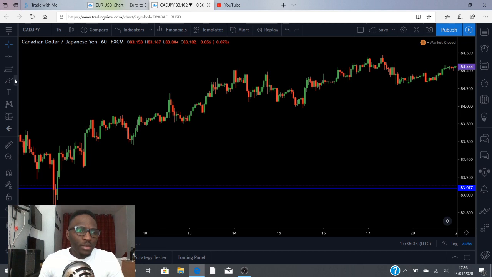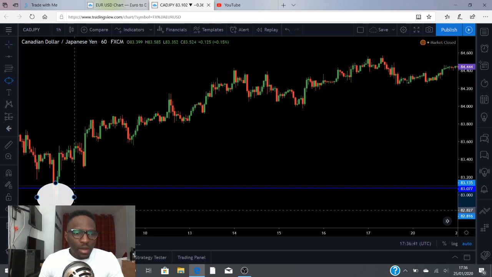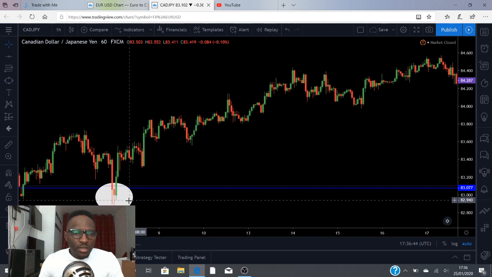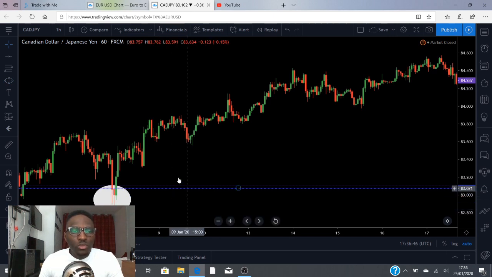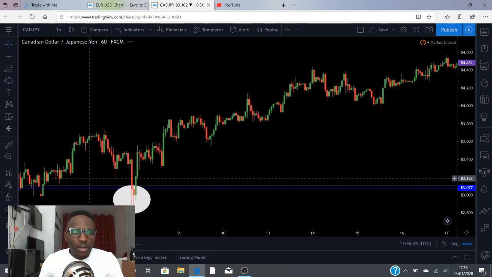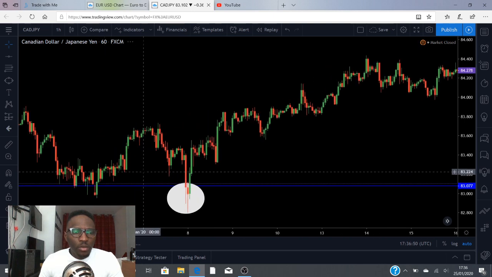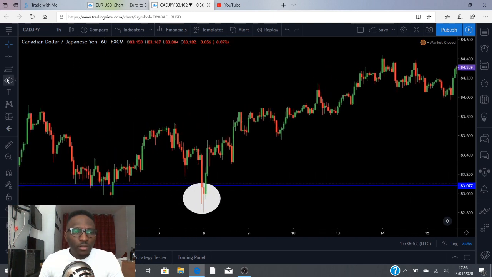So we can mark it up and say, okay, the market has tested this line before, even though we did have a fake breakout, but the market quickly reversed. So I'm going to mark this. We got our first test here. So let's go back and see if we can find more tests.